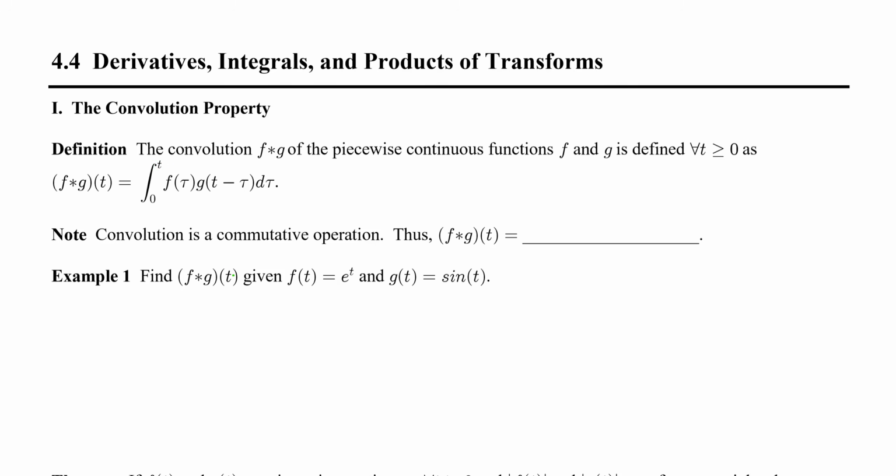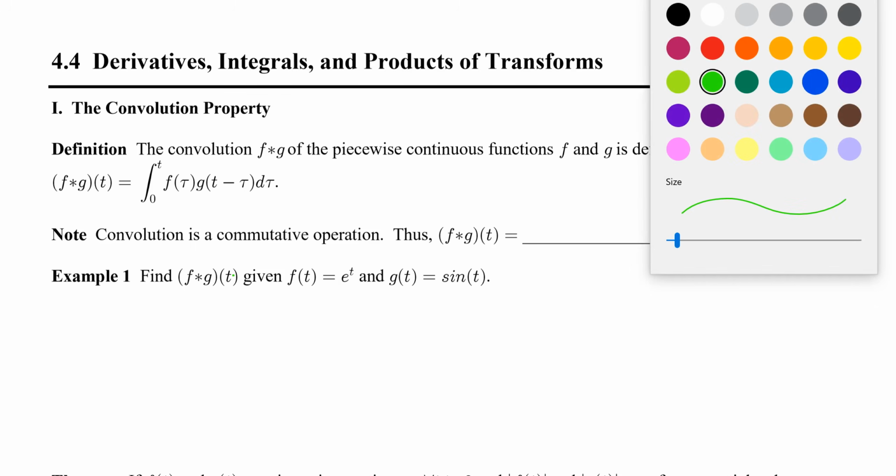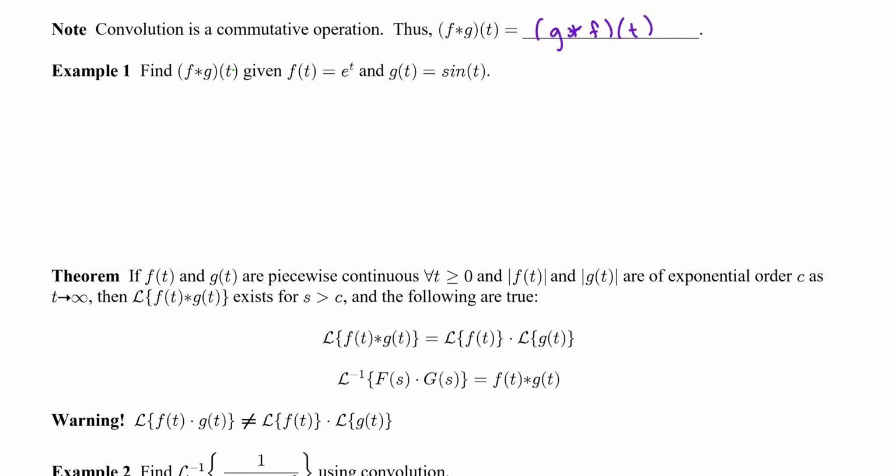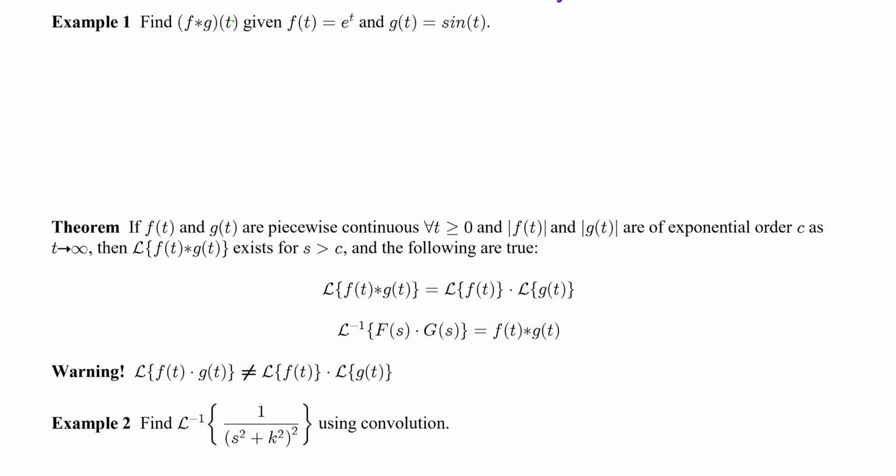Now, one thing you need to know about convolution is that it is a commutative operation. Thus, f star g is equal to g star f of t. So you can apply those functions in either order and still end up with the correct answer. Let's see if we can apply this operation to two functions.